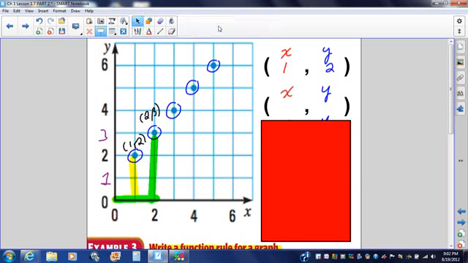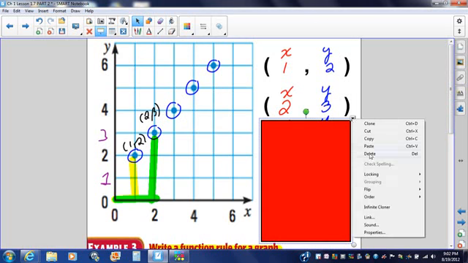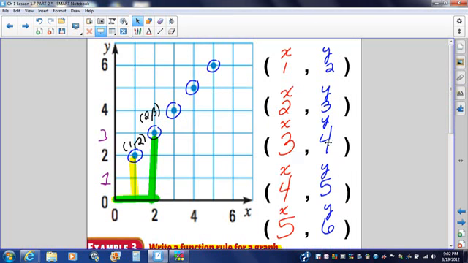Sorry for the sloppiness. We'll write it neater over here. Okay, so that's the first thing I'm going to do when I'm asked to write a function rule for a graph, is I'm going to write down all the ordered pairs. And I've done that over here. Then we should have 3, 4, 4, 5, and 5, 6.